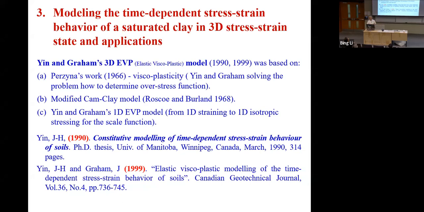Okay, I don't go into details. You can read my PhD thesis, and it's all inside. Then later, when I joined our university, 9 years later, I published the three-dimensional model. I had time to go back and write this paper. So I published this paper, and so I got a three-dimensional model.